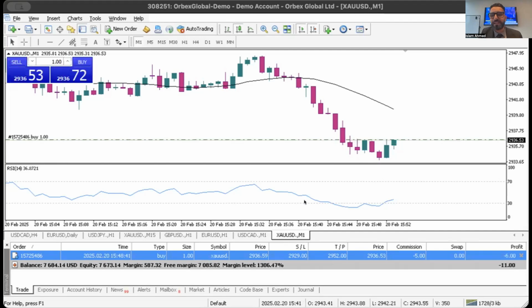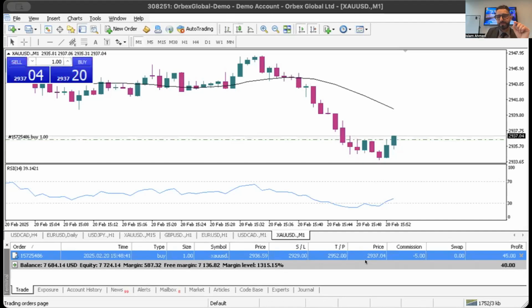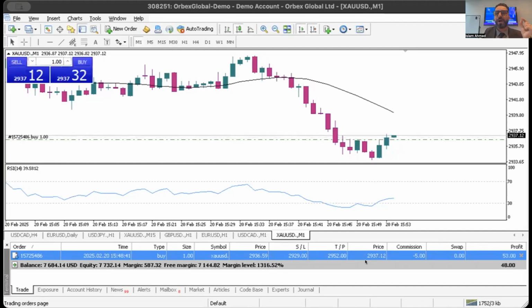For example, this trade I opened at $2,936.59, and my target is $2,952 per ounce. So this is about $16 per ounce. If this moves $6 in my favor, I don't want to see this as a losing trade anymore. I can move my stop loss to the break-even point. If the price moves $6 from here, it will be around 42, so I will move my stop loss to 2,937, meaning the worst case scenario is I will win 50 cents per ounce.